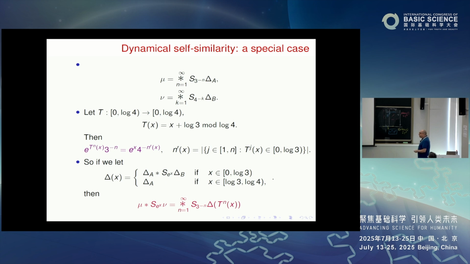If delta was constant, we would have self-similarity, a very simple form of self-similarity. Here, delta is not constant, it's a function from some phase space, so there is some dynamics in the background. The dynamics in the background here is a rotation on the circle, and delta is a function defined on the circle. And when we do the infinite convolution, we apply delta to the orbit of a point x. And the measure we get at the end depends on x.